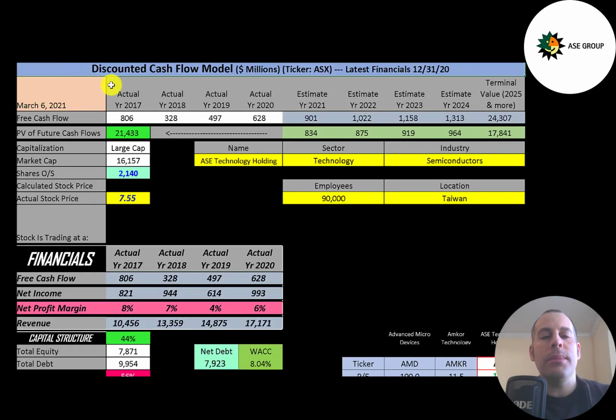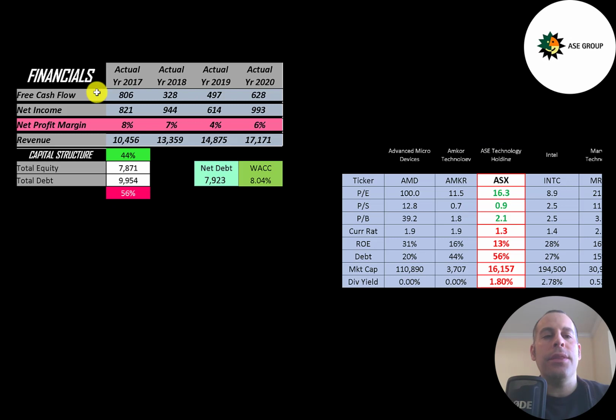Let's get started with the model. This is a large cap company. 16 billion market cap. They're trading at $7.55 a share and they have 2.1 billion shares outstanding. Let's look at the financials.